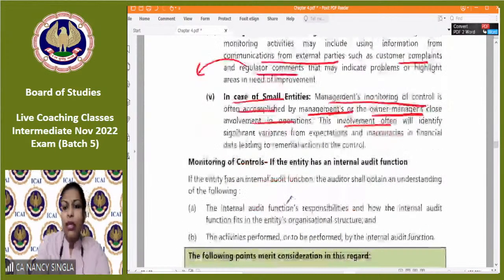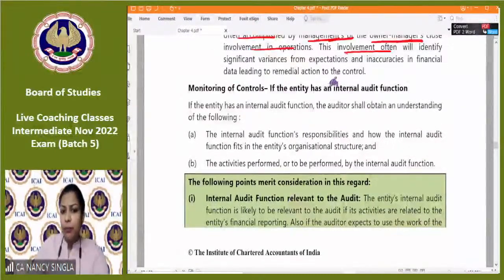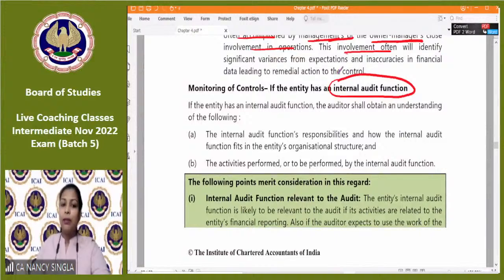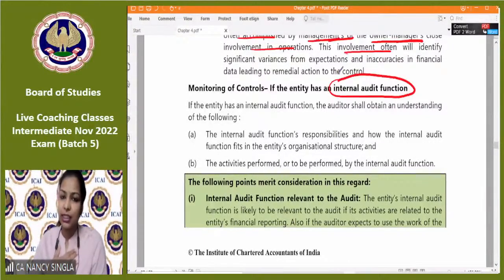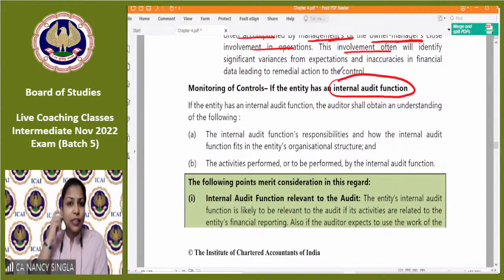Now, internal audit function we'll be doing in the next lesson, but just try to understand. Right now we are talking about the external auditor. Now, monitoring of control is done by whom? By the management, with respect to the internal control which has been implemented by the management.